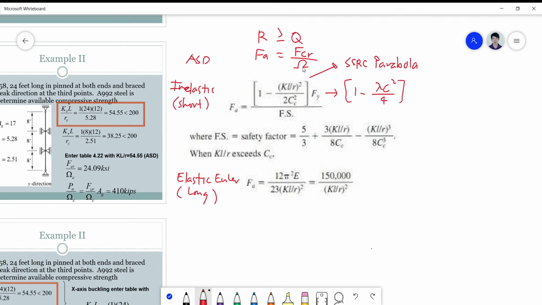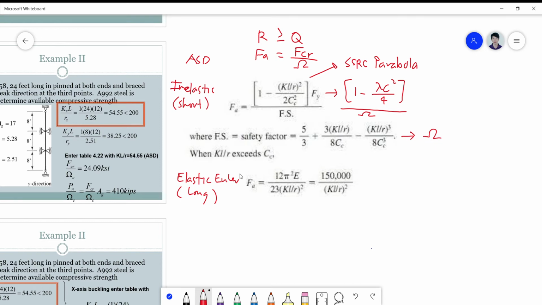Your omega here is actually the factor of safety, which is given here below using another formula, equivalent to a constant and a ratio of the slenderness to that of the limit. This is the one that you plug into your omega.